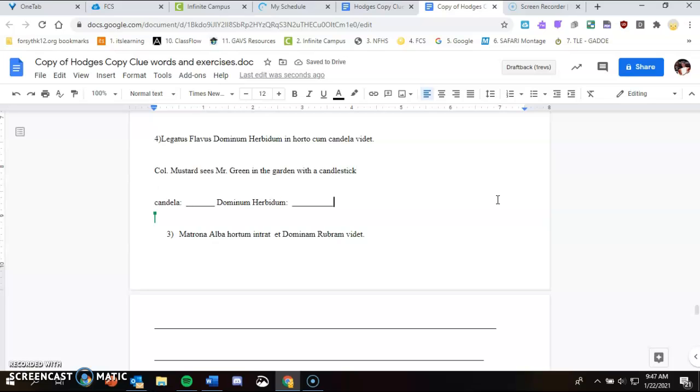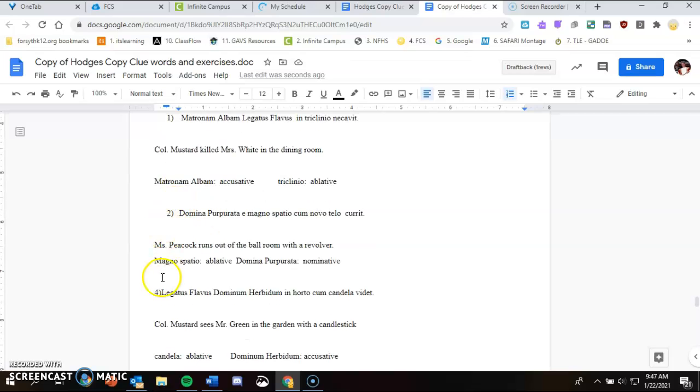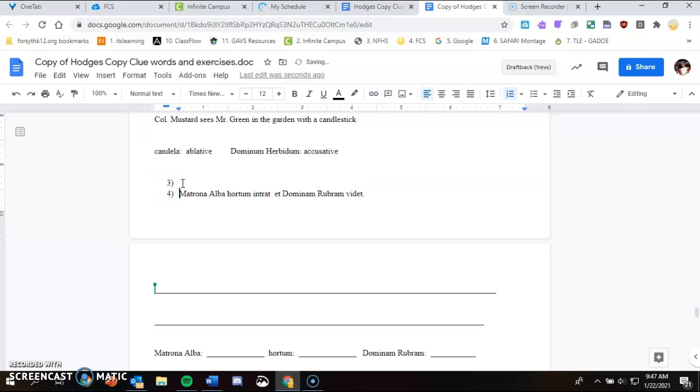All right, cool. Now, I guess I was just too lazy to put the long mark over the A, but it does come after cum, which is an ablative-space preposition. So what case can we tell candela is? Ablative, yeah. My apologies for not including the long mark. What about dominum herbitum? Ending with a UM, that makes an accusative. All right, cool. So we went from number 1 to number 2 to number 4 to number 3. Technically, number 3 here is number 5. Whatever.